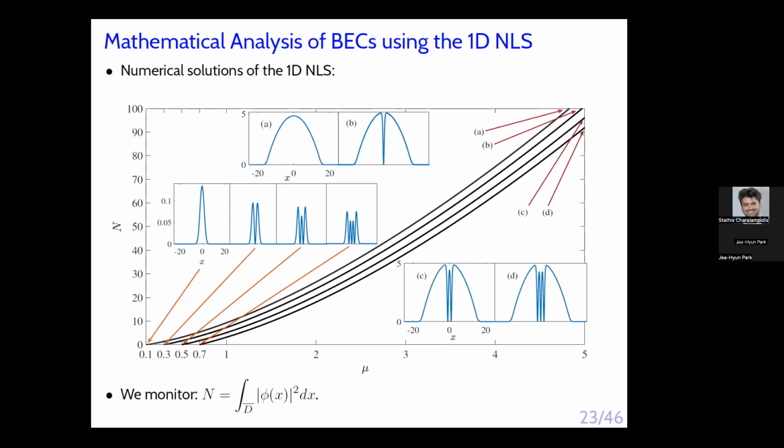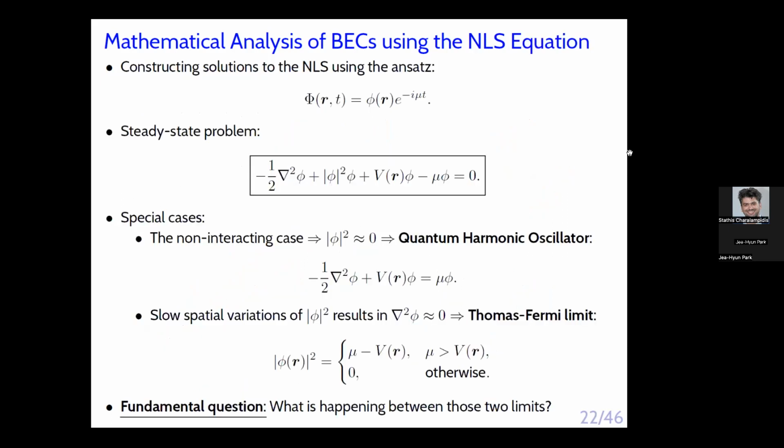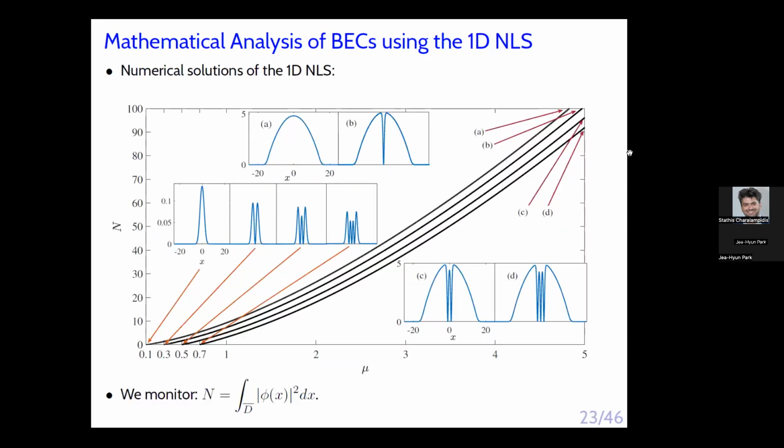Yes, I see what you're saying. Just to be clear, the Thomas Fermi solution is essentially this one. I should have said that these are the first, second, and third excited states at the Thomas Fermi limit, but those are not the Thomas Fermi solution. You're 100% right. You don't actually use the Thomas Fermi solution at all.